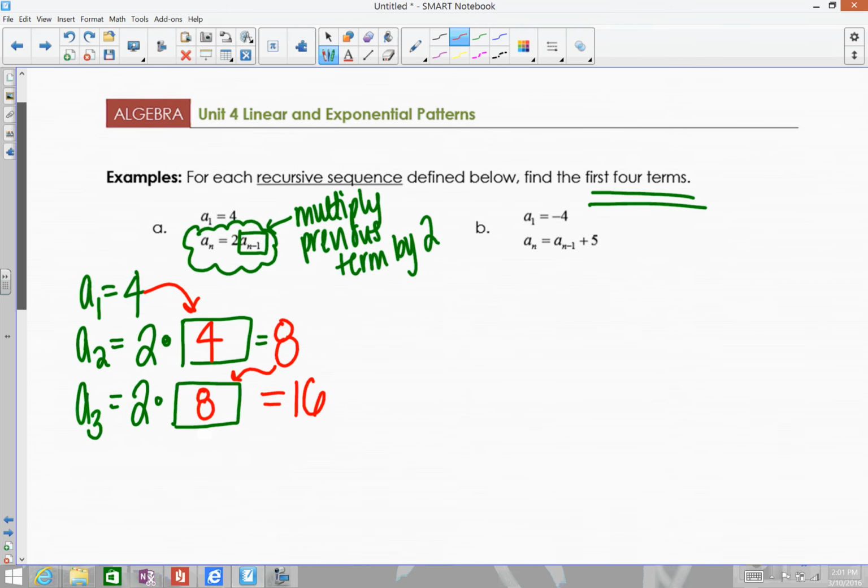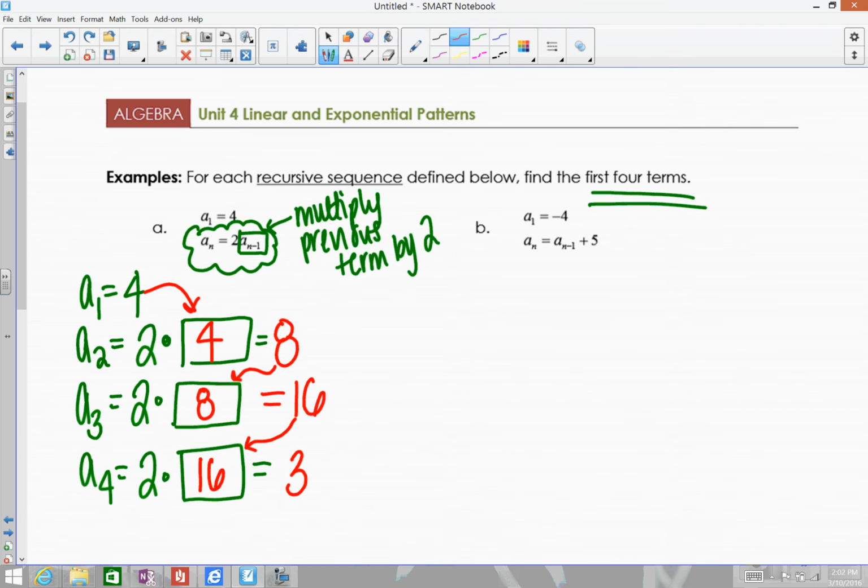Then again, for the fourth term, I have 2 times the box, meaning the previous term. That's my recursive equation. That's the recursive part, or the rule. And then I'm going to take what I just found and plug it in. So the previous term, 2 times 16, we get 32.